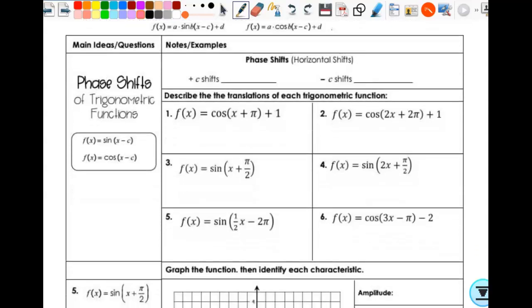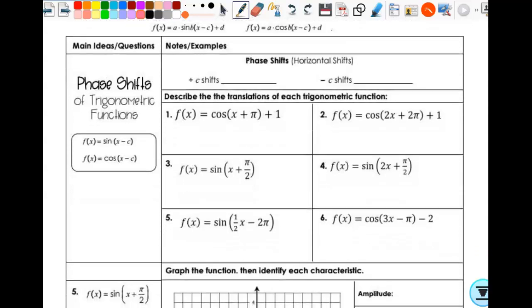All right, so phase shift or your horizontal shifts. We know that if we have a plus C, we are shifting which direction? Left. So we go left, whatever C units is. And if we have a minus C, we would shift right C units. Right. That arrow looks weird here. Left C.